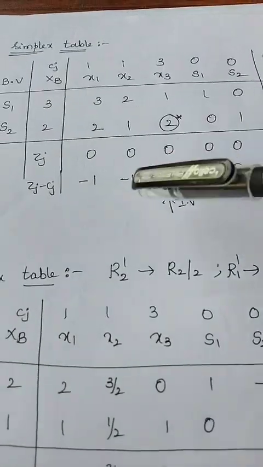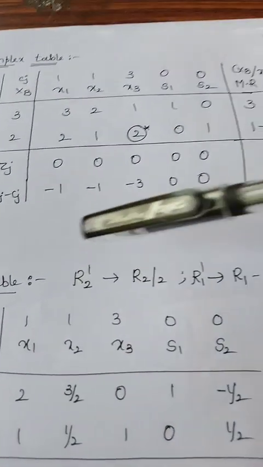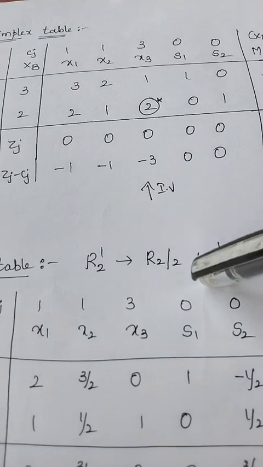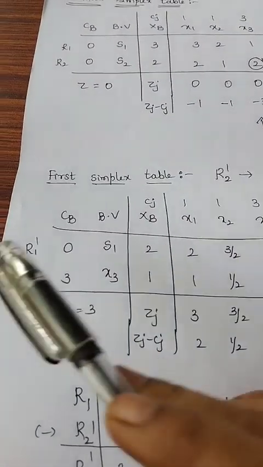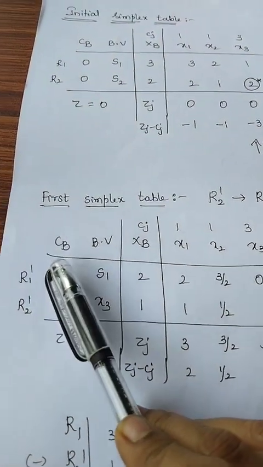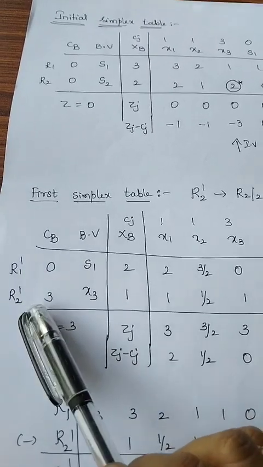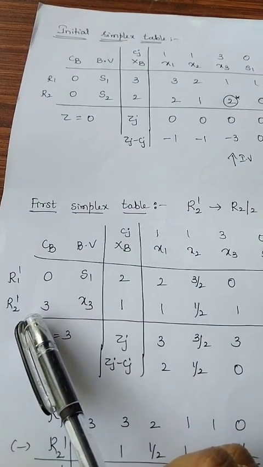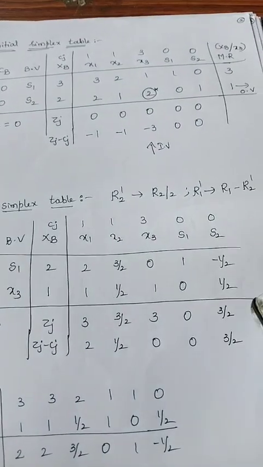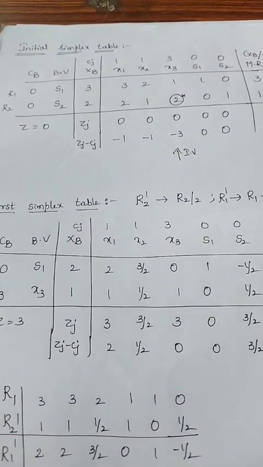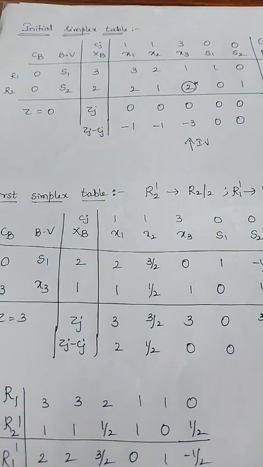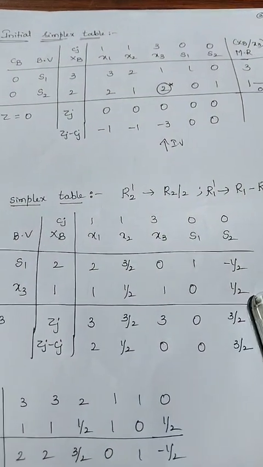And I have given you the row operations here, that is R2 dash is replaced by R2 by 2. So here this is the new row, that is named as R2 dash. So R2 dash is replaced by R2 by 2. That is the row operation given here.